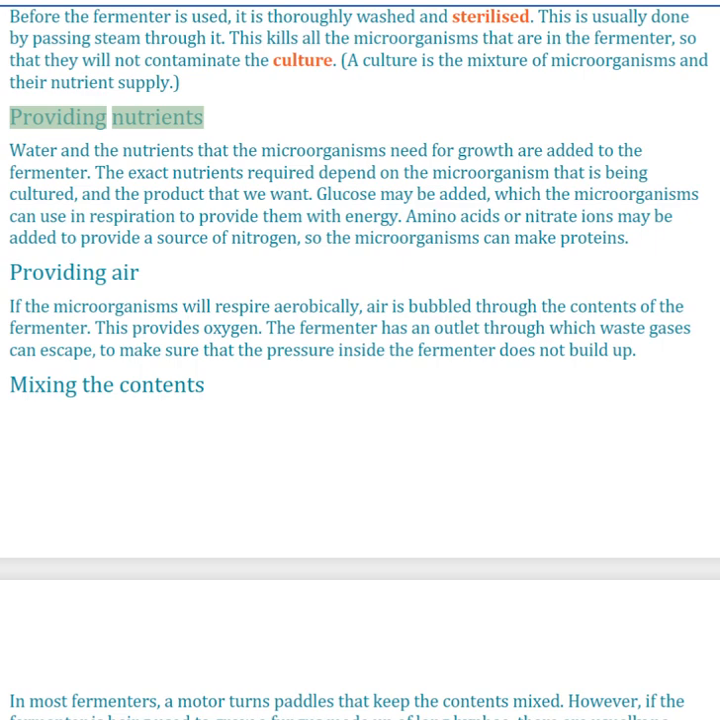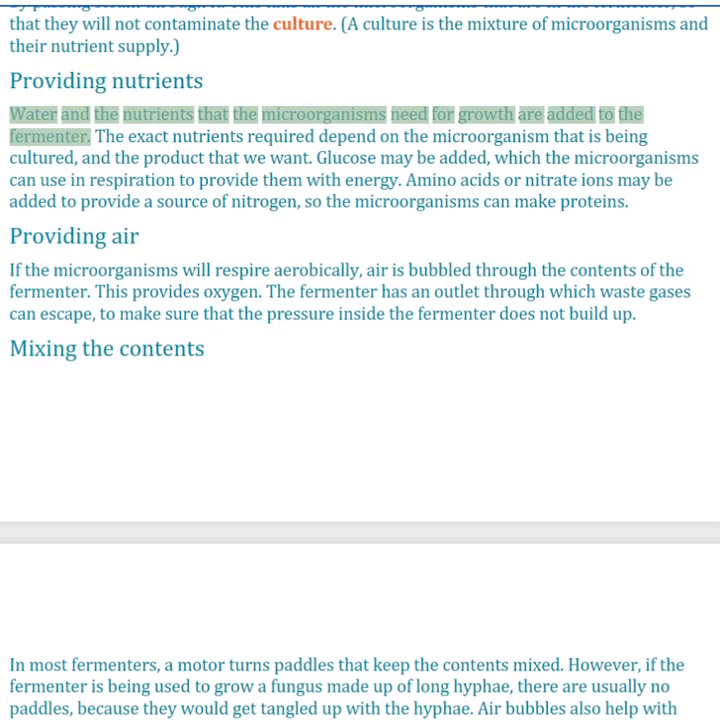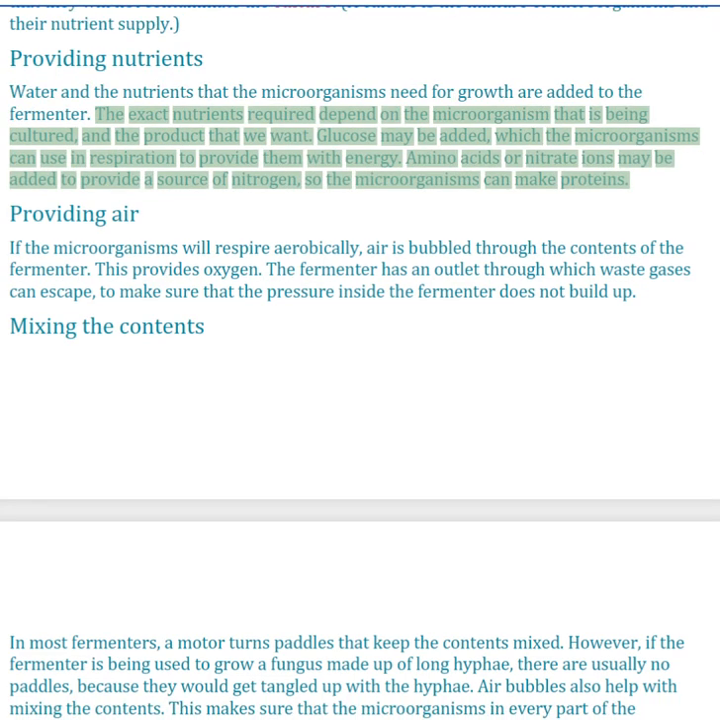Providing nutrients. Water and the nutrients that the microorganisms need for growth are added to the fermenter. The exact nutrients required depend on the microorganism that is being cultured and the product that we want. Glucose may be added, which the microorganisms can use in respiration to provide them with energy. Amino acids or nitrate ions may be added to provide a source of nitrogen so the microorganisms can make proteins.